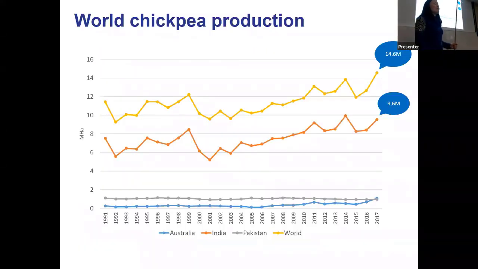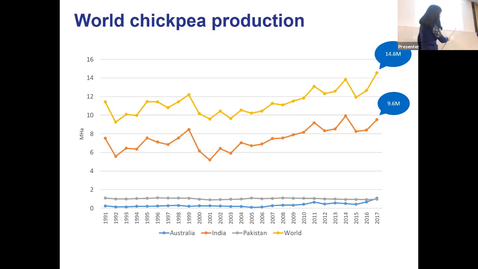For world chickpea production, India is the largest chickpea producer. For example, in 2017, the world chickpea production area was 14.6 million hectares. India was 9.6 million hectares. About 70% of chickpea is actually produced in India. Then followed by Pakistan and Australia. In recent years, for example in 2017, Australia has overtaken Pakistan. So Australia has become the world's second largest chickpea producer.